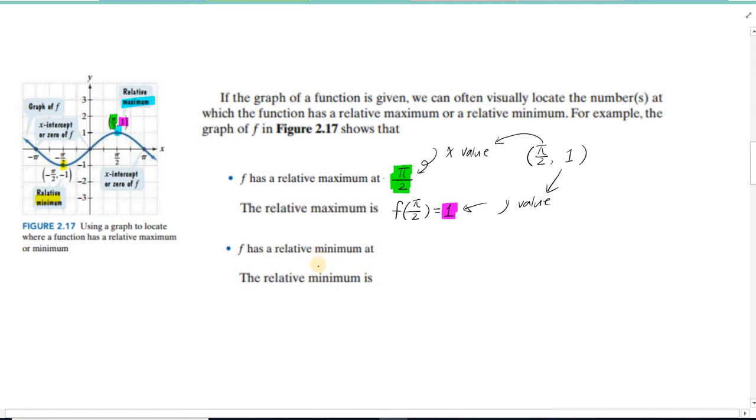Okay, then we're doing the same thing. f has a relative minimum at, now we look at this minimum, so our x value is just going to be negative pi over 2. The relative minimum is just your y value, which is negative 1. Or I can write this as f of negative pi over 2 gives you negative 1, because you plug in your x in the function, and that just gives you a y value. That's how we find them.